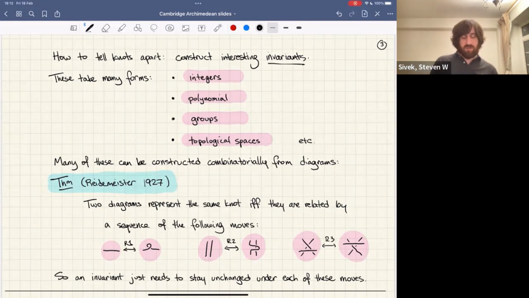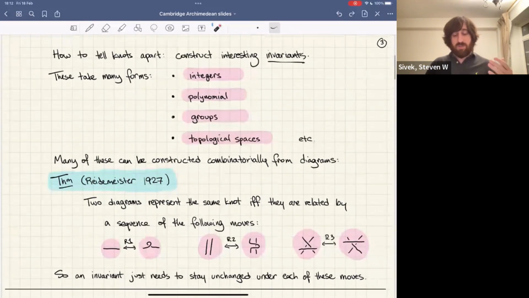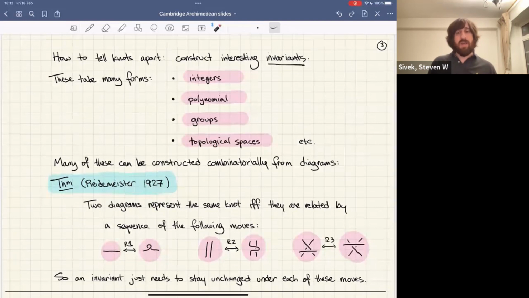So it's not necessarily great for proving two very different looking diagrams are the same. But if you want to construct a knot invariant, this is a great theorem, because you just need to say, I associate an integer or a polynomial or whatever to a diagram, and I check that if I apply one of these three moves, I get the same integer back. Then I have something that's an invariant of the knot.